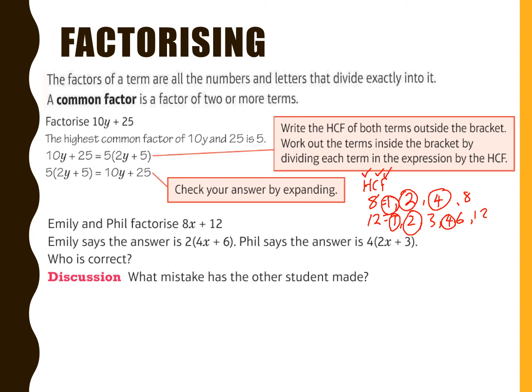So you put 4 outside, and then in the brackets you try to find out what you multiply by 4 to get 8x. So that will be your 2x plus 3. So if you were to answer this question, you would say Emily made the mistake because the highest common factor, using the mathematical term, of 8 and 12 is 4.